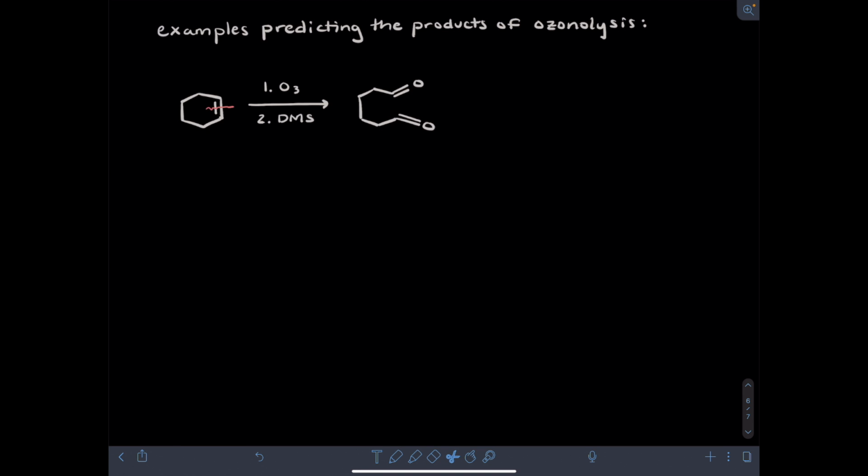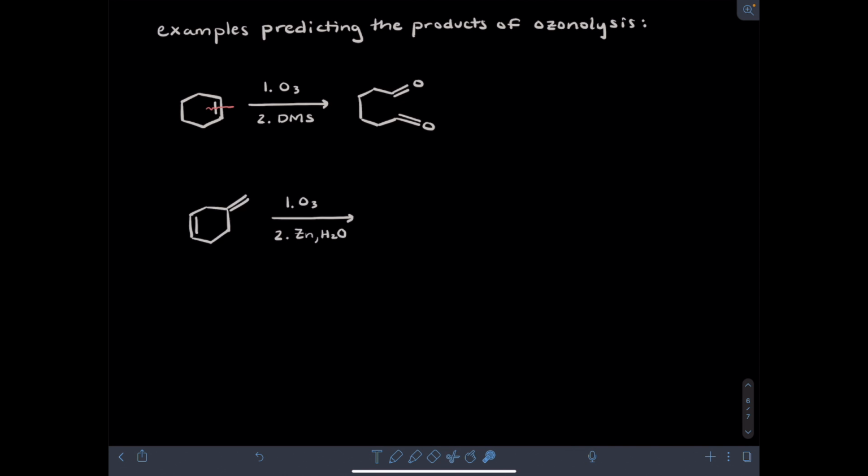When the alkene is in a ring, the ring gets opened up to form those carbon-oxygen double bonds. So these 2 carbons were originally the alkene. The alkene completely broke, and you have 2 new carbon-oxygen double bonds in its place.